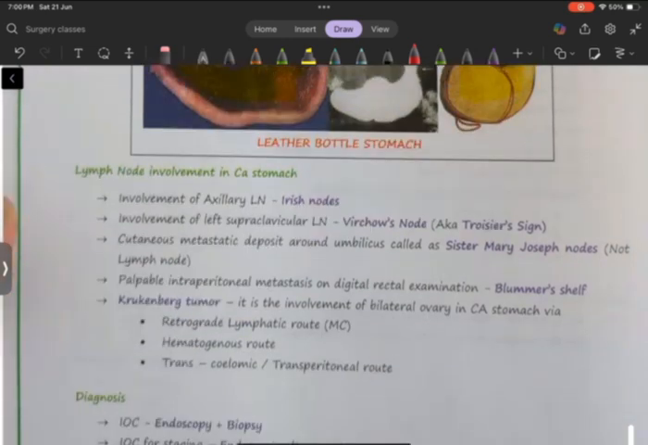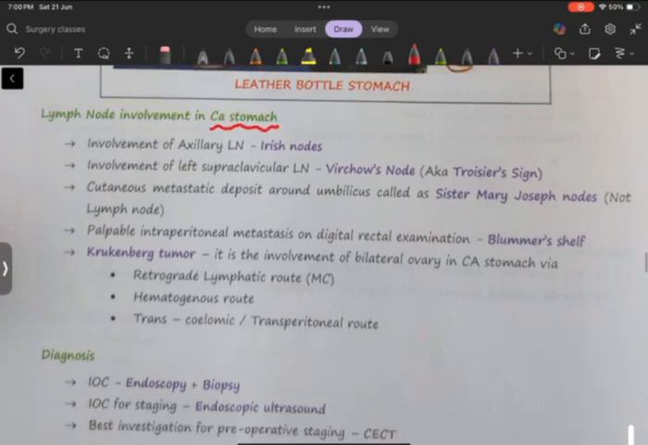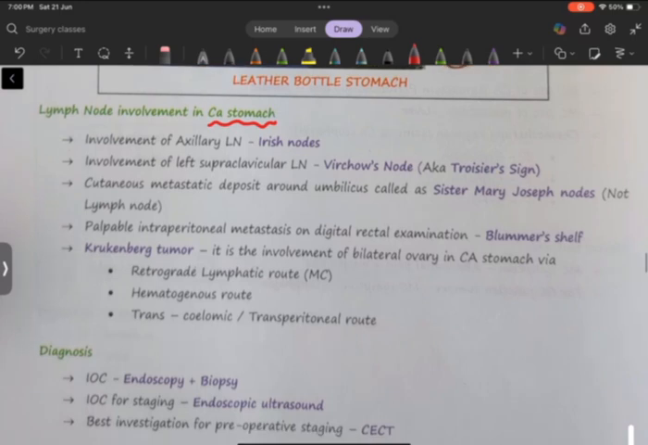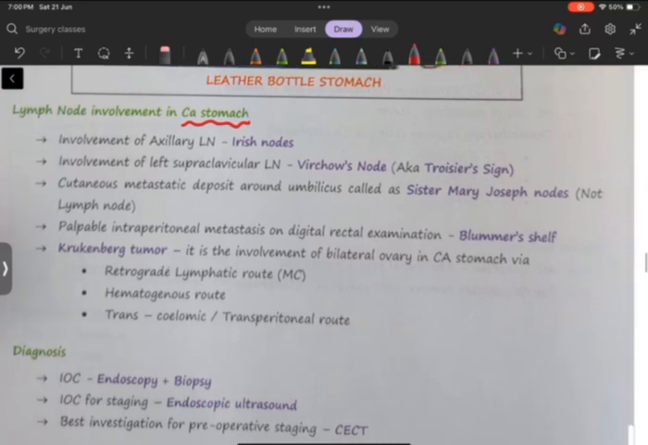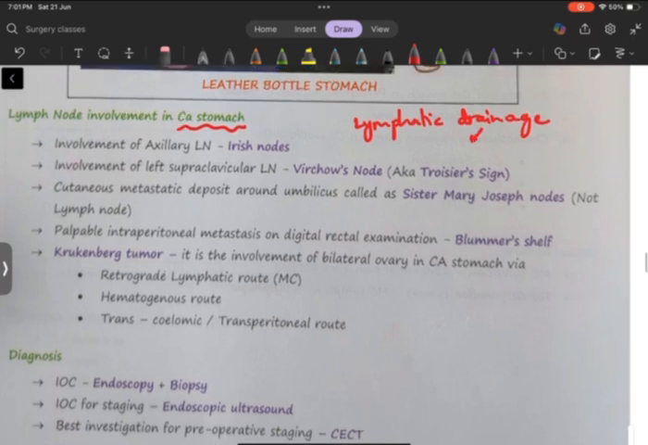Okay, so there is lymph node involvement in case of CA stomach, because lymphatic spread ಕೂಡ ಆಗುತ್ತೆ in case of diffuse variety of CA stomach. ಸೊ ಈ lymphatic involvement ಹೆಂಗಾಗುತ್ತೆ ಅಂದರೆ, we need to know about the lymphatic drainage of stomach. ಅನಾಟಮಿಯಲ್ಲಿ ಓದಿರ್ತೀವಿ. ಸೊ ಸ್ಟೊಮಕ್ lymphatic drainage happens to most of the nodes, like axillary nodes ಆಗುತ್ತೆ.